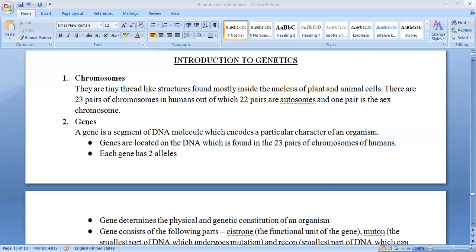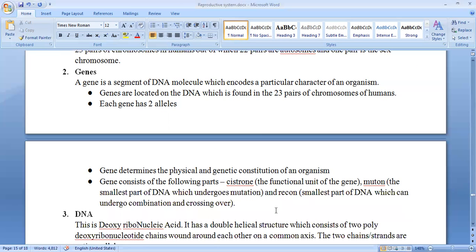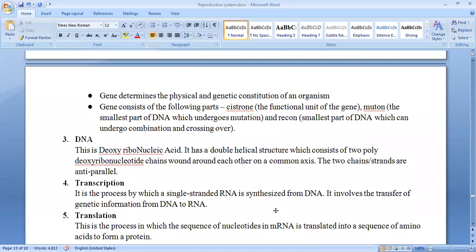So on that DNA double helix, whatever particular segment codes for a particular character is called a gene. Now every gene has two alleles. These genes determine what will be the physical and genetic constitution of the organism. Now the next thing we need to understand is DNA.